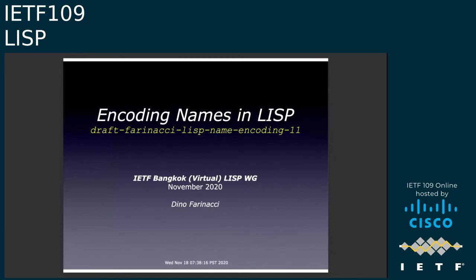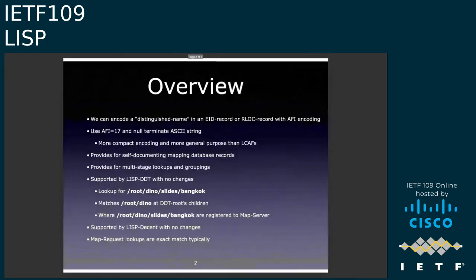Okay, great. I'm going to talk about the 11th revision of the LISP name encoding spec. An overview of the spec: it's an extraordinarily simple spec. Basically, this is a compact way of encoding an ASCII string in either an EID record or an RLOC record. There's an AFI that has been defined before, AFI number 17, called a distinguished name. I thought the draft could use that, and we could encode names in either of those records.